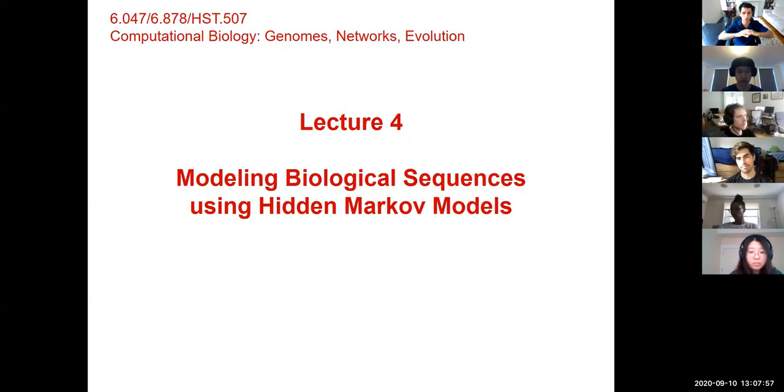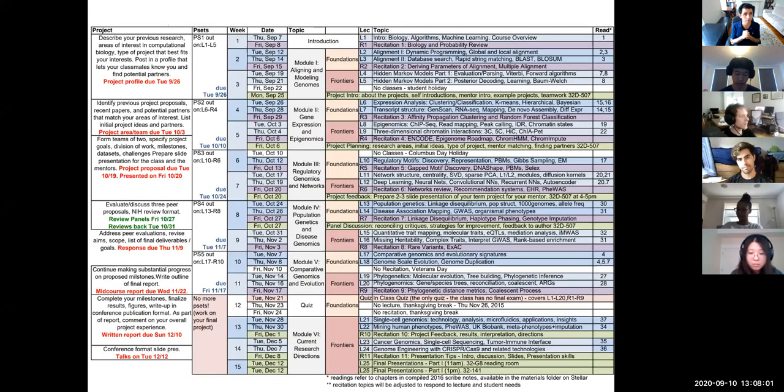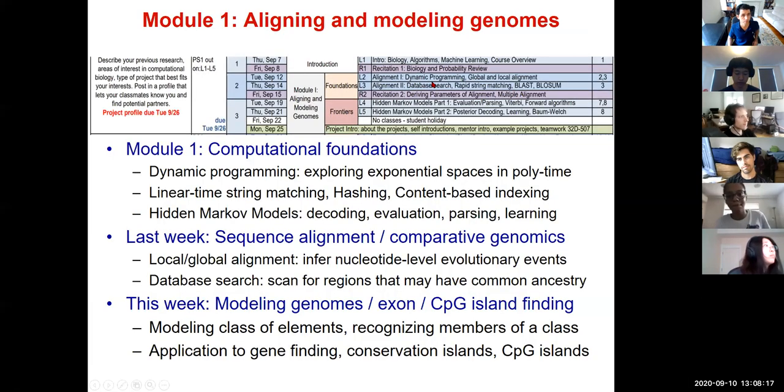So how do we model biological sequences using hidden Markov models? Here we are in module one of the class on aligning and modeling genomes. We talked about alignment with dynamic programming. We talked about alignment with hashing and rapid string search. And today we're talking about hidden Markov models.